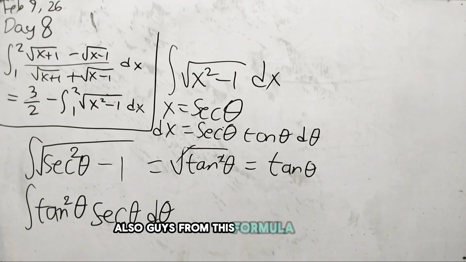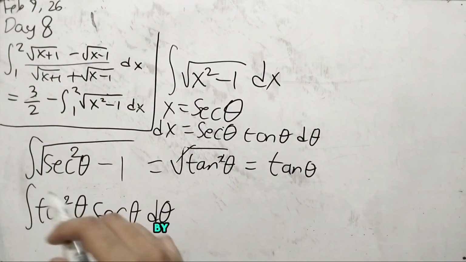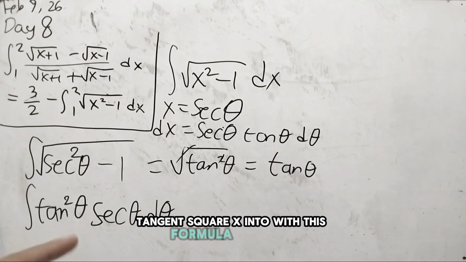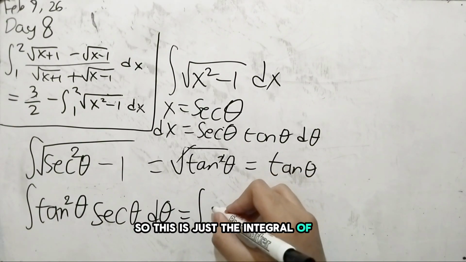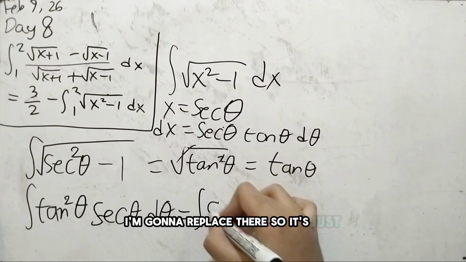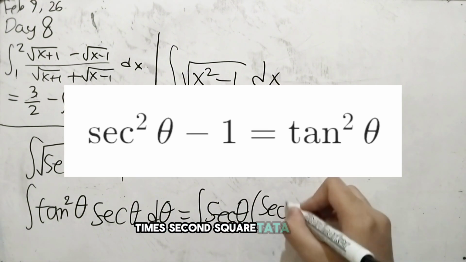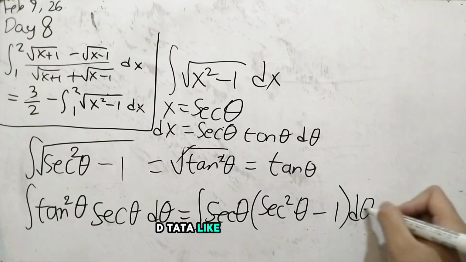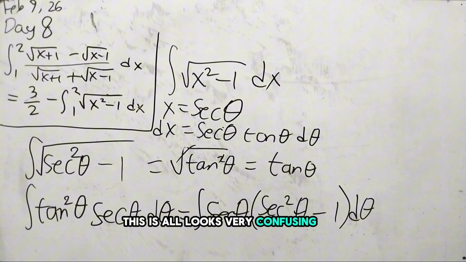Also, guys, from this formula right here, we can simplify it even further by changing the tangent squared x with this formula right here. So this is just the integral of, I'm going to replace it there, secant theta times secant squared theta minus 1 d theta, like this. Also, guys, this all looks very confusing, but bear with me.